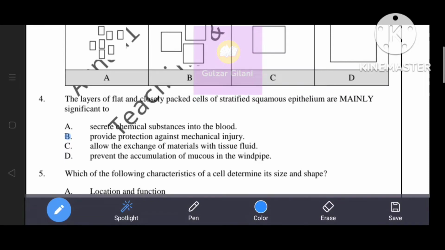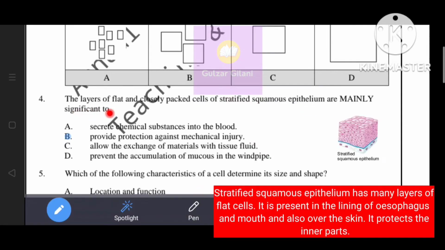Next question. The layers of flat and closely packed cells of stratified squamous epithelium are mainly significant to, as you know, stratified squamous epithelium has many layers of flat cells. It is present in the lining of esophagus and mouth and also over the skin. It protects the inner parts.